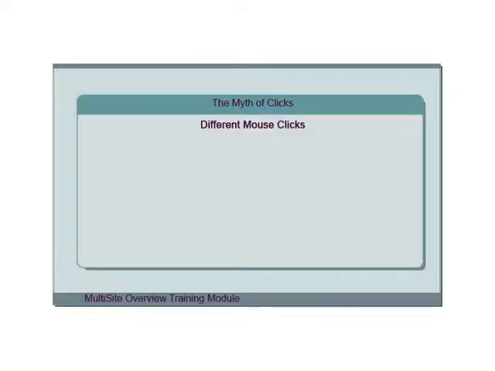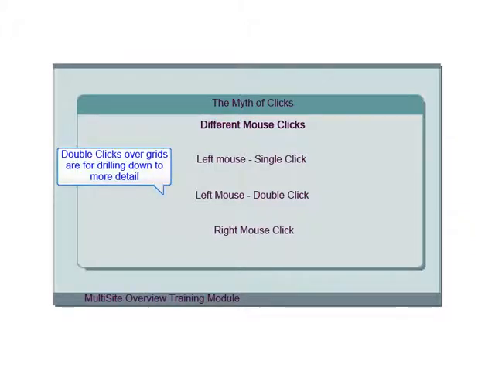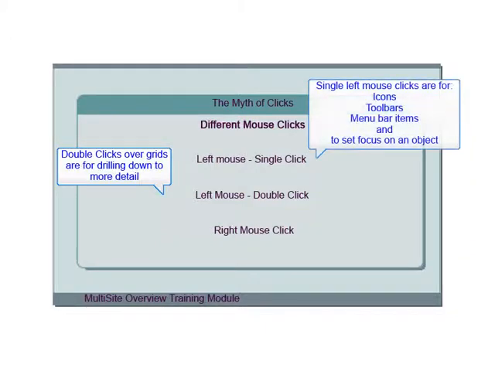And last, I would like to describe the 3 mouse clicks in MultiSite modules: the single click, the double click, and the right click. You're probably already familiar with clicking on an icon or menu item and double clicking to drill down to more detail. However, people often try to double click on icons and menu items. Double clicking on icons and menu items will bring unsatisfactory results. This may cause the action to be started twice.